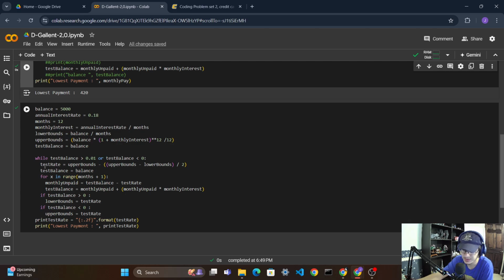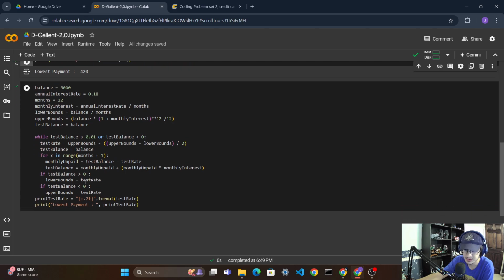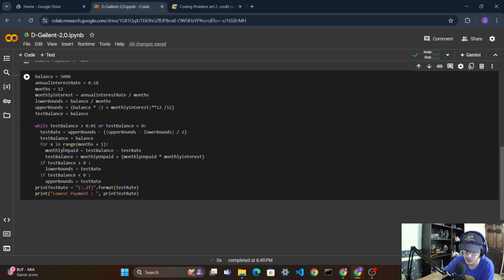It creates a test rate, which uses these two bounds to find the halfway point. If we subtract these two, divide it by 2, and subtract that from the higher one, we get the exact halfway point between the upper and lower bounds. Then we have to reset our test balance every single time. Then it goes through and loops for each month, doing the entire thing. Then it gets to our final balance.